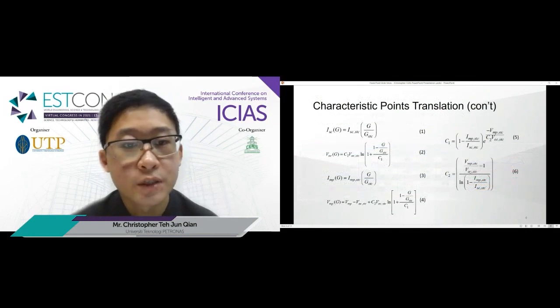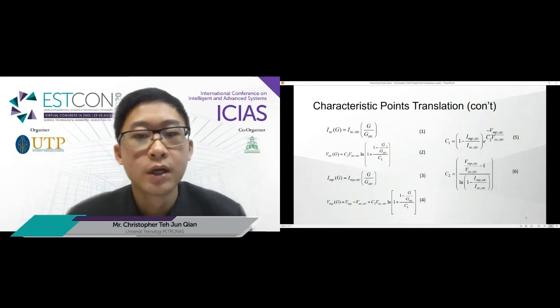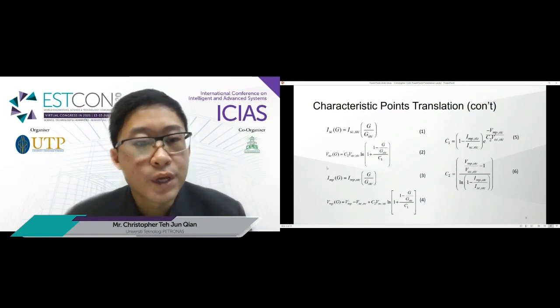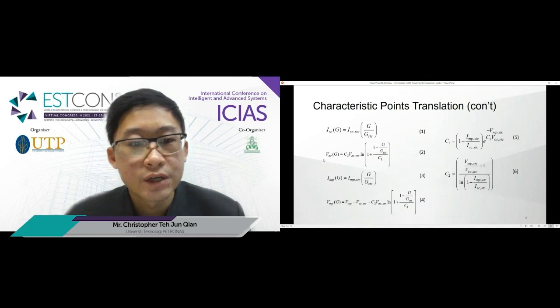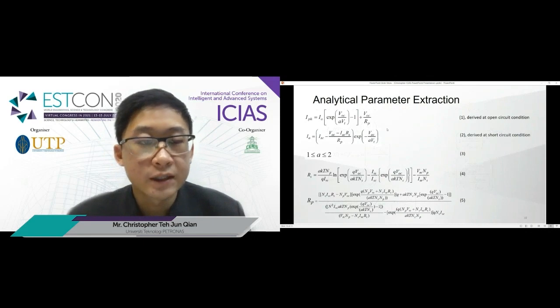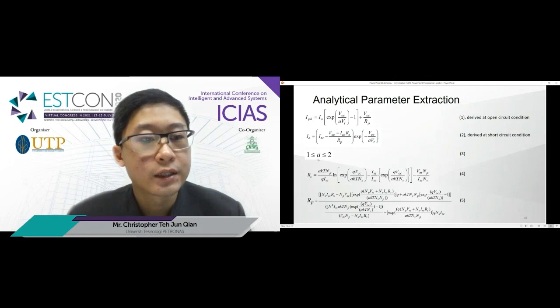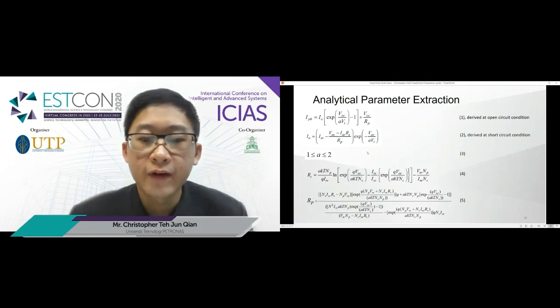This is the characteristic points technique that will be used to translate the three characteristic points. Current will change proportionally to the irradiance level, and the voltage will change according to the coefficients C1 and C2. After translating the 3 points, those points will be used to extract the 5 parameters of the one diode model. All of these equations are derived through the one diode equations. And in equation 3, the diode ideality factor will be iterated from 1 to 2 in order to find the best accuracy.